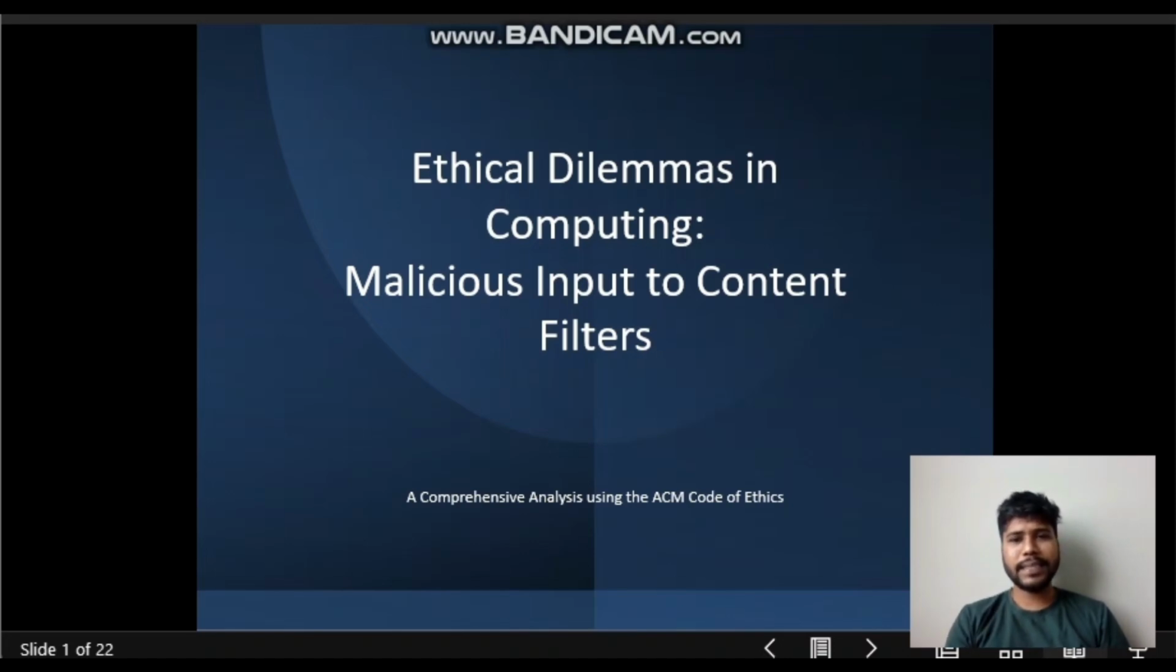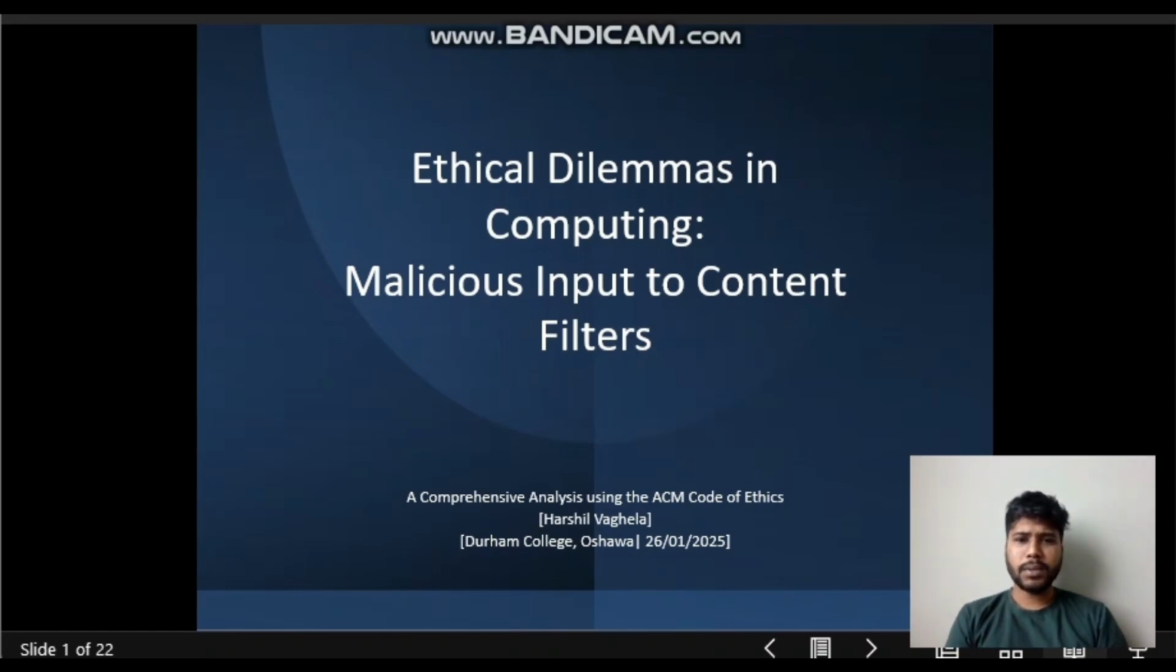This case study isn't just about faulty algorithms. It's all about how bias, negligence, and malicious content can turn technology into a tool of oppression. By the end of this talk, you will understand why ethical frameworks, like the ACM code, are not optional. They are the bedrock of trustworthy technologies.